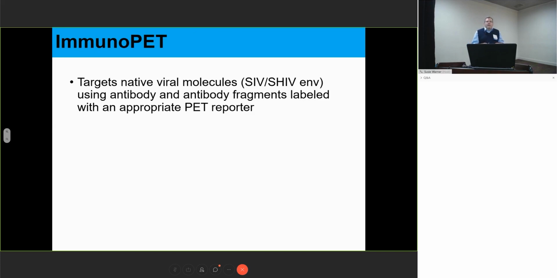So for those who aren't familiar with the topic, we are performing immunoPET. In immunoPET, essentially we are targeting native viral molecules such as envelope, and we're doing that with an antibody or antibody-based fragment that's labeled with an appropriate PET reporter.